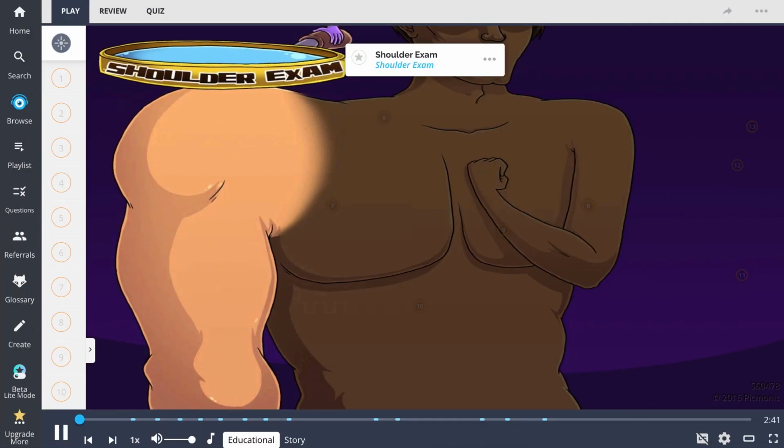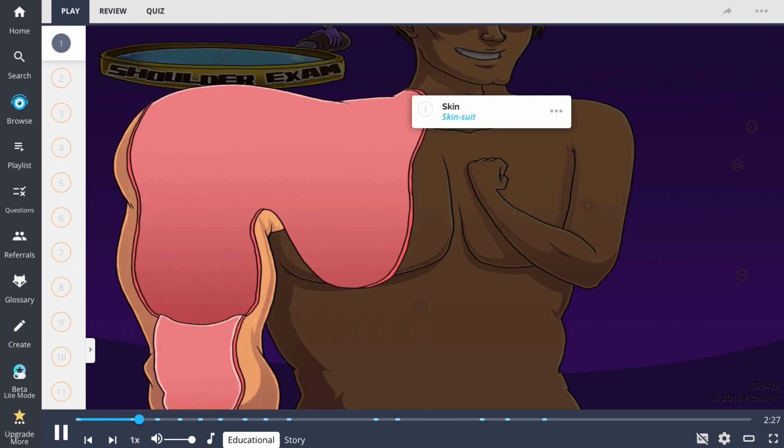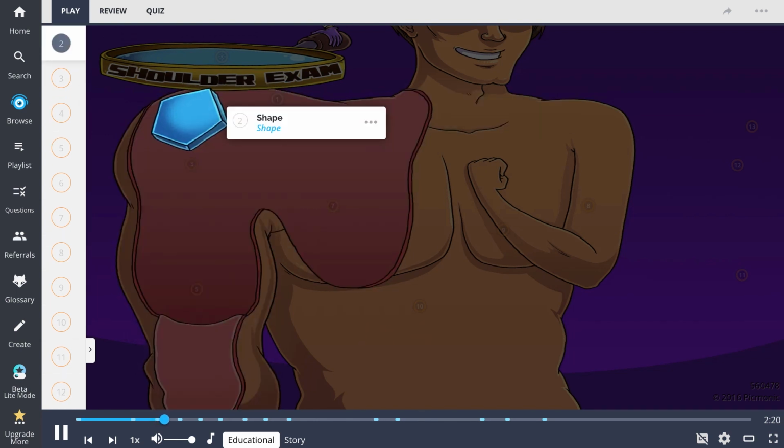In this Picmonic, we are going to visit our favorite joint, the shoulder and shoulder exam. Shoulder issues are some of the most common complaints seen in outpatient care, and a shoulder exam can help identify concerns. First, we want to inspect the shoulder, looking at the skin, seen here as the skin suit, and shape, seen as the literal shape.